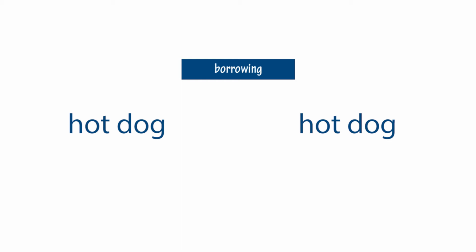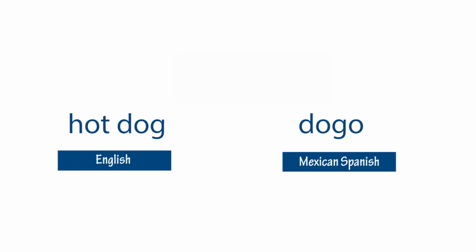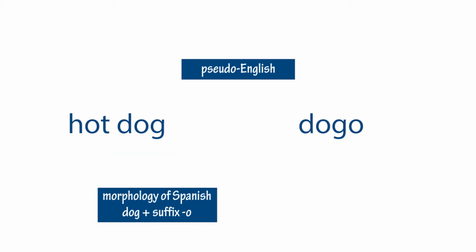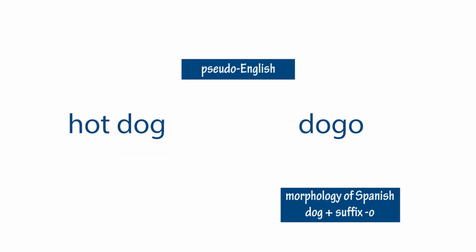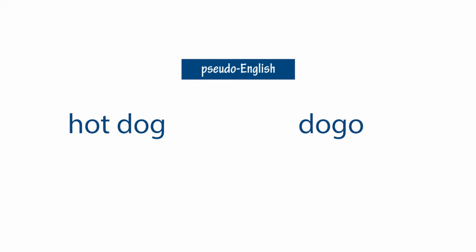But there is a regional variety of hot dog in Mexico. They say dogo. So in this case, the word has been borrowed, but it has been morphologically adapted into Spanish in the sense that the O has been added to mark the masculine noun: el dogo, un dogo.